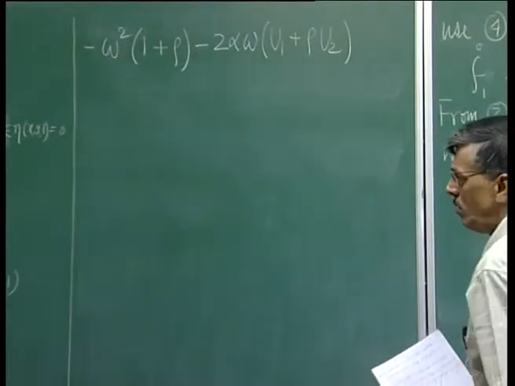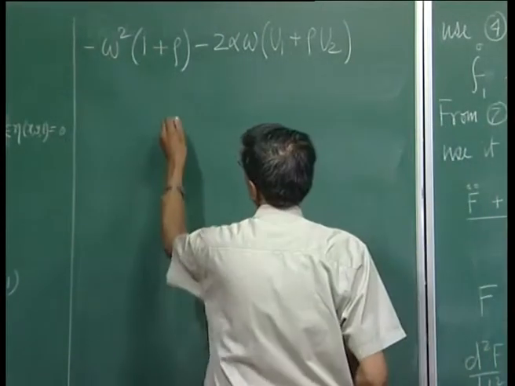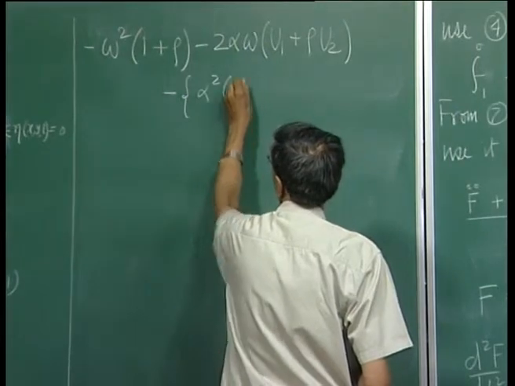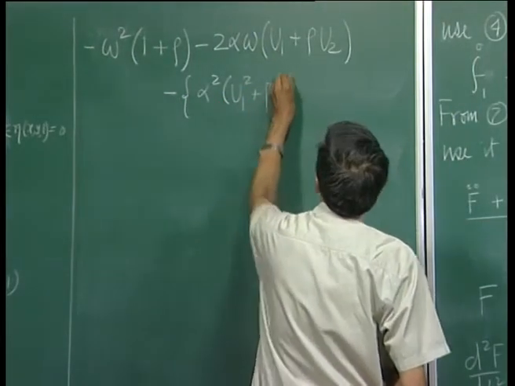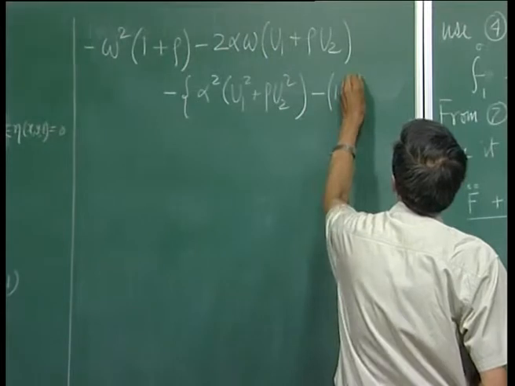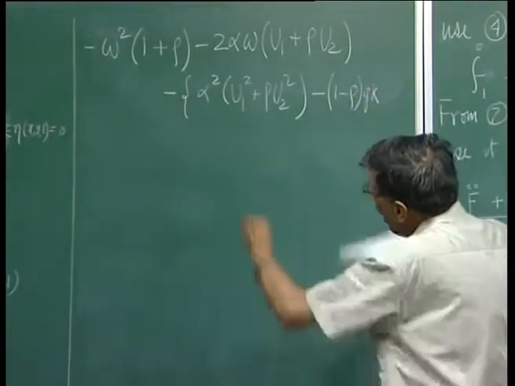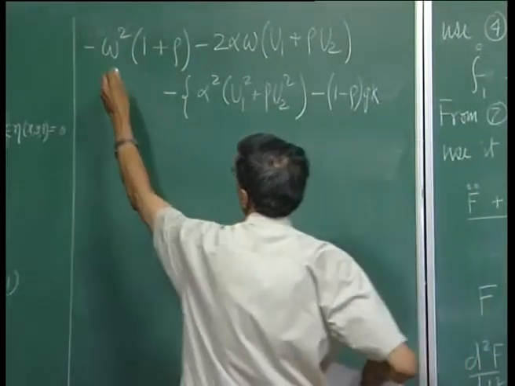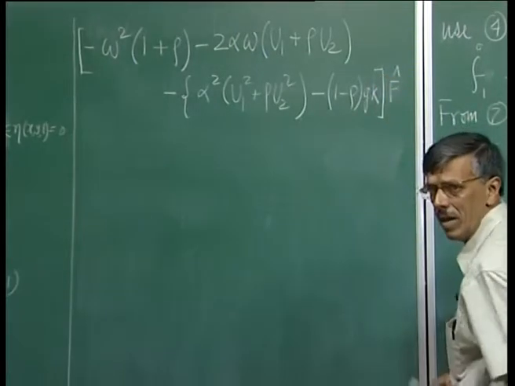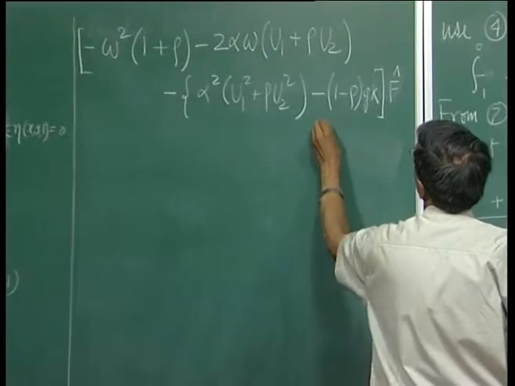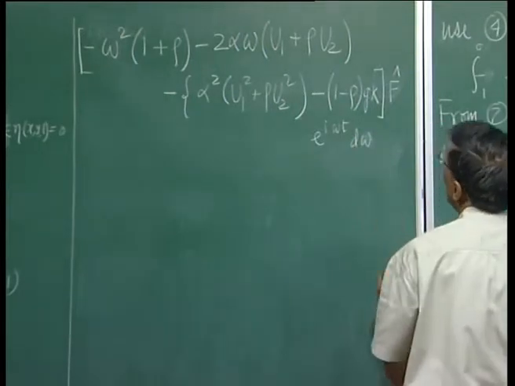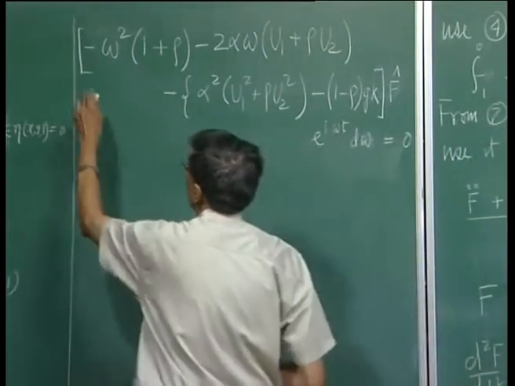That is from the first derivative, and the last term of course remains as it is. So, we could keep whatever we have, alpha square times u 1 square plus rho u 2 square, minus 1 minus rho g k. Now, you see the whole of this is multiplied by f hat, and then you are multiplying it by e to the power i omega t and performing that integral over all possible omega, and that is equal to 0. So, that is what we have.